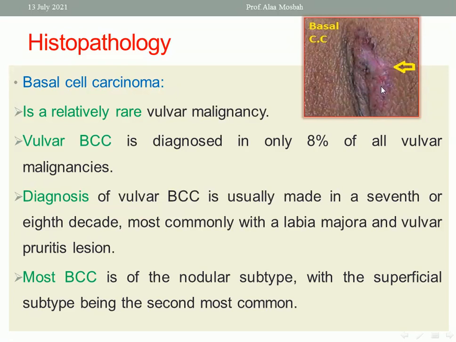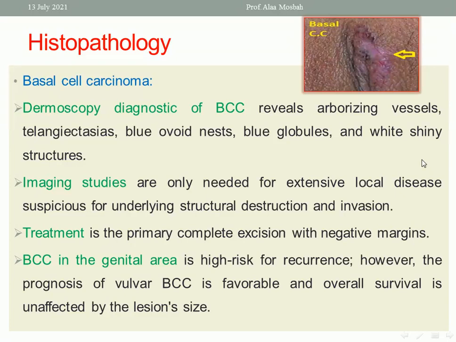Dermoscopy diagnostic of basal cell carcinoma reveals arborizing vessels, telangiectasia, blue ovoid nests, blue globules, and white shiny structures. Imaging studies are only needed for extensive local disease suspicious for underlying structural destruction and invasion. Treatment is mainly complete excision with negative margins. Basal cell carcinoma in the genital area is high risk for recurrence. However, the prognosis of vulval basal cell carcinoma is favorable, and the overall survival is unaffected by the lesion size.